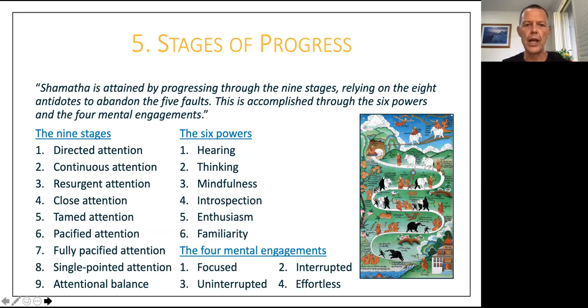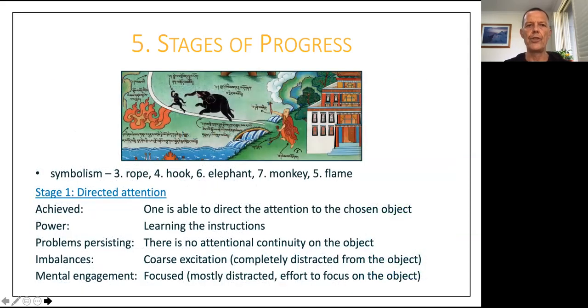And the 4 mental engagements describe the type of mental engagement involved at the various stages. And we'll explain more about that shortly as we go through the stages. So let's look at the first stage here. Stage 1 at the bottom of that color diagram is called directed attention.